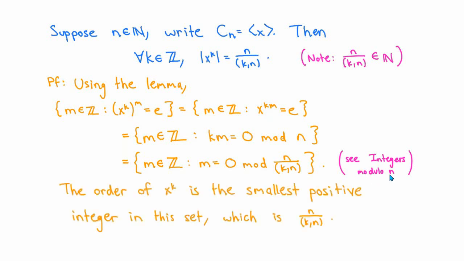Well, now we're basically done, because as we said before, the order of x to the k is the smallest positive integer in this set. Since any integer m which is 0 modulo n over the GCD of k and n must be a multiple of n over the GCD of k and n, the smallest positive integer in this set is n divided by the GCD of k and n. Therefore, that's the order of the element x to the k.